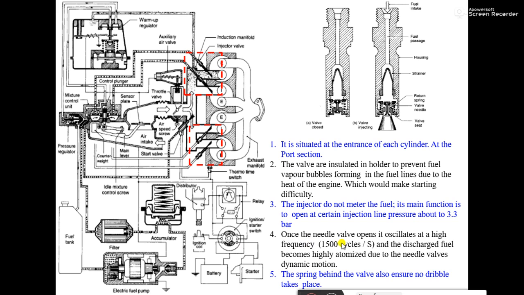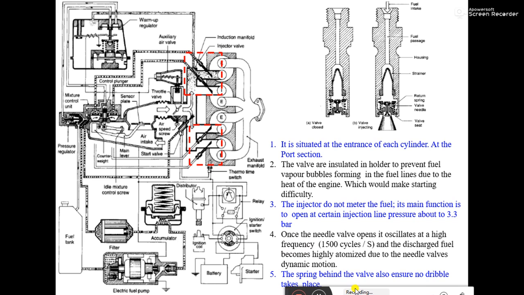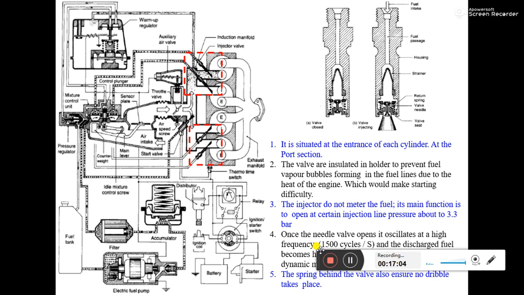So this is the thing, at 1500 cycles per second, कितने हाई स्पीड से ये वॉल रहेगा, it will start dribbling और वाइब्रेटिंग. The spring behind the valve also ensures the dribbling takes place. So this is the injector or the starter valve which is used to deliver the fuel into the inlet manifold. Okay, काही डाऊट आहे याच्याबद्दल विचारायचं?